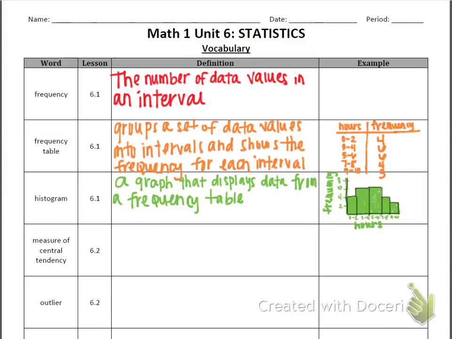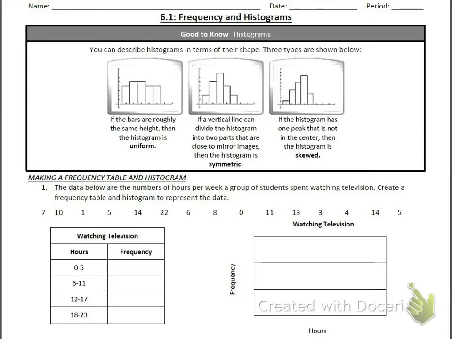Could you tell me how many total students there were? Yeah, you could add them all up, right? So that's going to be the kinds of questions that I'm going to ask you. So that's interpreting the data. Okay? So let's take a look at our first page of notes. So frequencies and histograms.